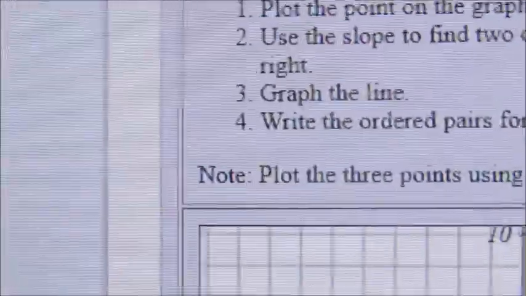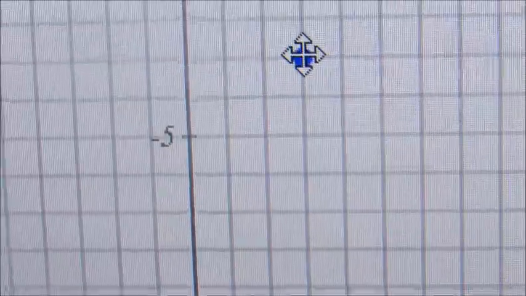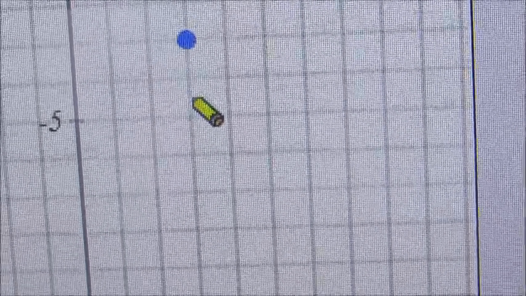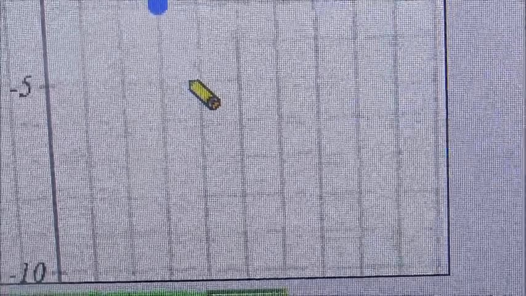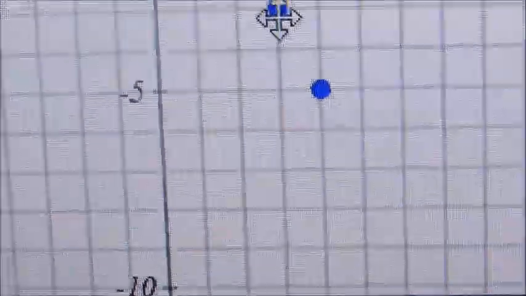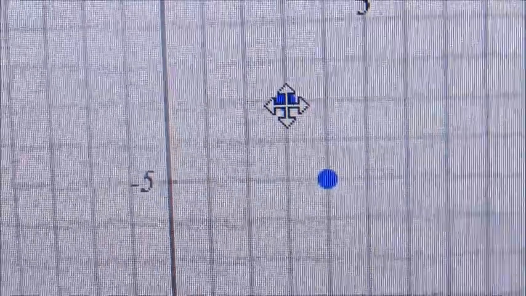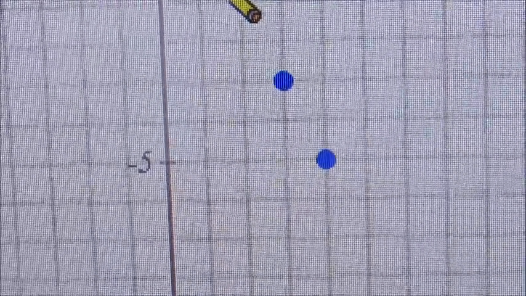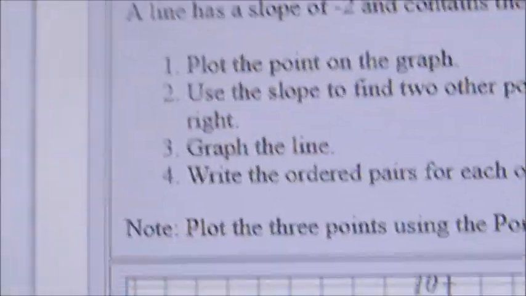And so what we have to do now is from this point, we're going to go -2, so down 2, and over to the right 1. That's going to be one of the points, the one to the immediate right. The immediate left, we're going to do the opposite. So now we're going to go up 2 and over the other way 1. Okay, so now we have those 3 points.